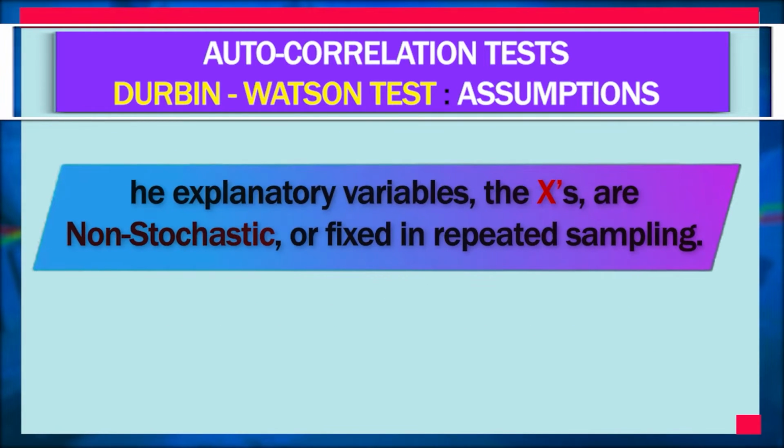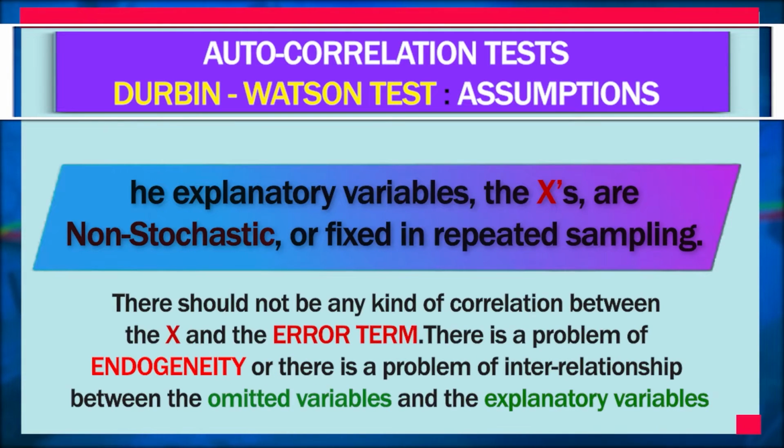Secondly, we need to observe that the explanatory variables are non-stochastic, which means there should not be any correlation between the x and the error term. That means there should be no problem of endogeneity, or interrelationship between the omitted variables and the explanatory variables. All these things must be ruled out whenever the test is applied. So the Durbin-Watson test assumes that the independent variables are non-stochastic, and so in every repeated sampling they are obtained in fixed numbers or fixed counts. This is the second assumption.